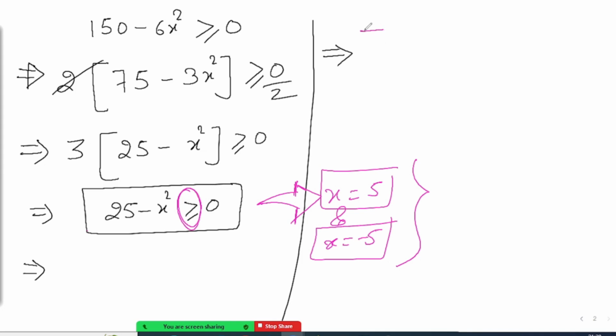So the question and the concept needed here is how to solve a quadratic inequality. Do you know how to solve a quadratic inequality?